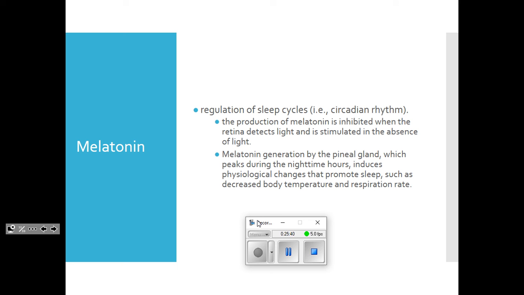It peaks during nighttime hours, right? When it's dark, when there's no light coming in. And it induces physiological changes that promote sleep. For example, slight decrease in body temperature, slight change in respiration rate. Not a huge difference. You wouldn't even probably notice it if you were aware of it happening, but enough that it promotes sleep.